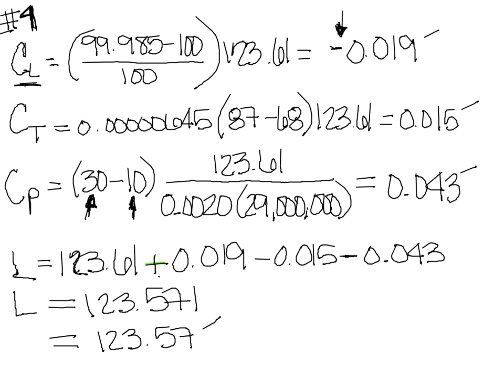So what this means is that using the tape that we're using, we would need to lay out a distance of 123.57 feet with that tape under these conditions to get the true value, or the true distance, that we're trying to lay out. Okay?